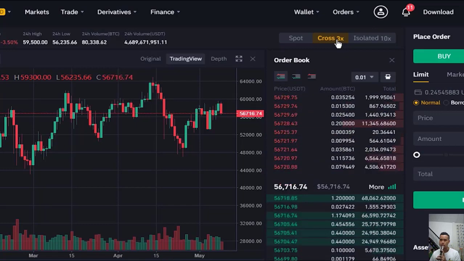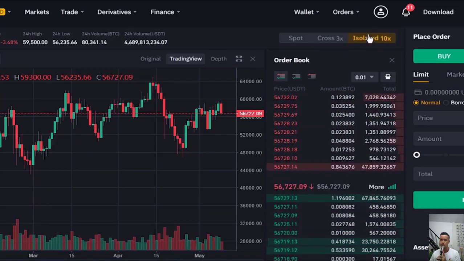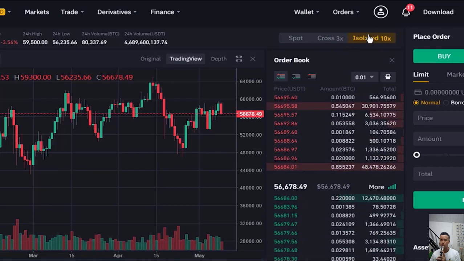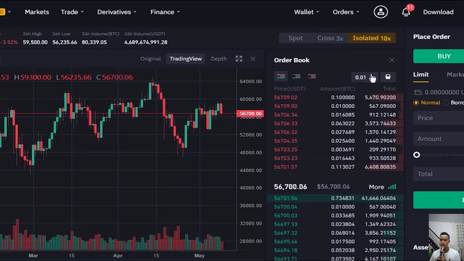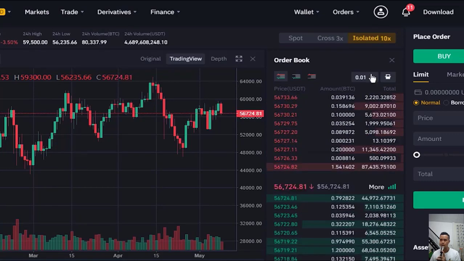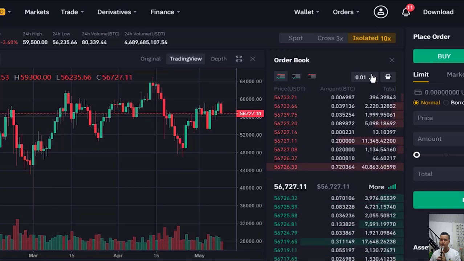Don't worry about this. And in isolated margin, you assign different margins for different positions, and this helps you to limit the risk of losing the entire margin balance and liquidation of all your open positions. Instead, you only lose the isolated margin for that particular position.